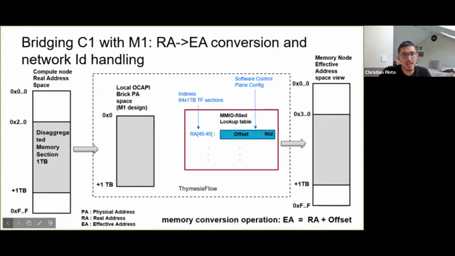Once the translation is done, the new address targeted by the OpenCAPI transaction is actually a valid virtual address at the destination node. So this is how far I will go with the design of the hardware, because I want to talk about the software. But these were some concepts that are needed for everybody to understand what we'll be doing next.